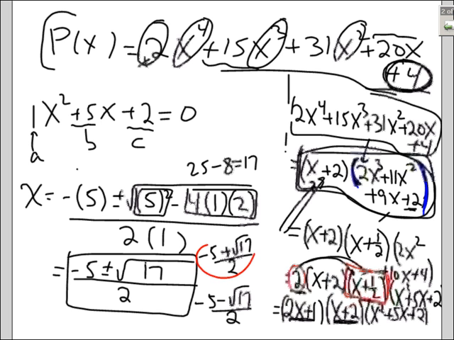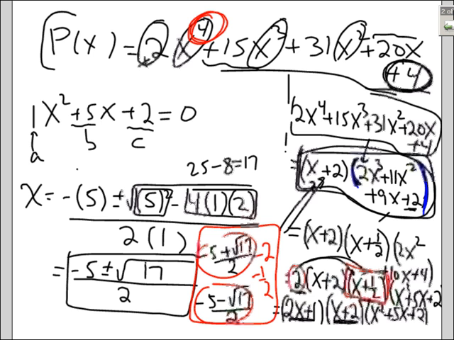You have these 2 zeros. You have negative 2, and negative 1 half. Right here are the 4 zeros of p of x. And again, if the highest power of p of x is 4, you should find 4 zeros. They don't necessarily all have to be real numbers, but there are 4 zeros. And that pretty much completes the Descartes rule.